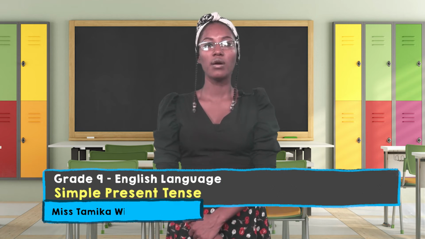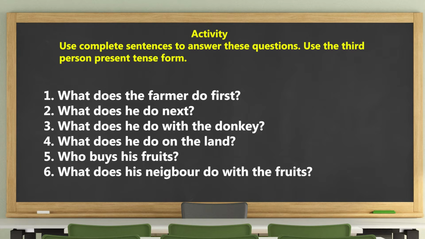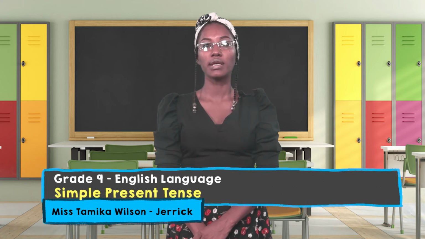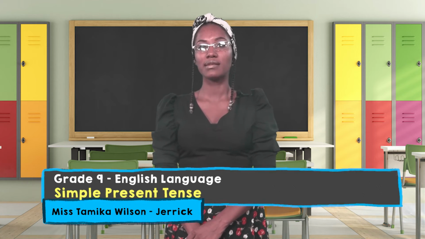All right, so now we have an activity. Use complete sentences to answer these questions. Use the third person present tense form. So we have some questions to answer on the passage. What does the farmer do first? What does he do next? What does he do with the donkey? What does he do on the land? Who buys his fruits? What does his neighbor do with the fruits? All right, I'm going to give you some time to answer the questions. Remember, we're using the third person present tense form.